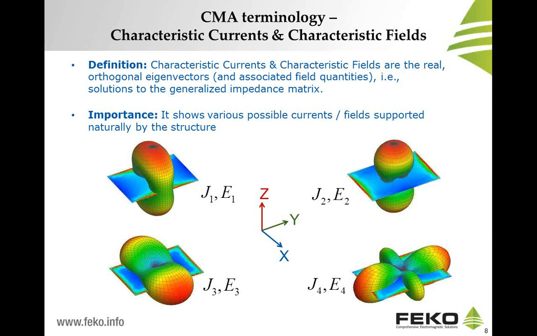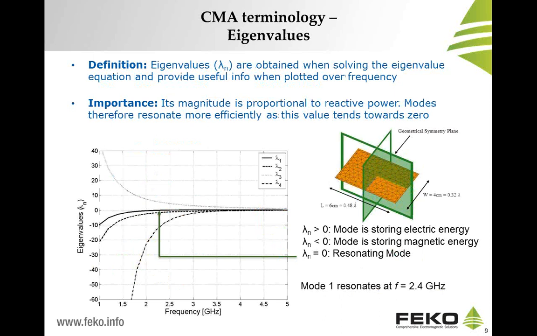For the structure shown on this slide, I show the first four eigencurrents and characteristic far fields of a simple square PEC plate. But by looking at the eigenvalues, we can gain some more insight. The eigenvalues, or lambda subscript n, are obtained when we solve the eigenvalue equation and provide us useful information, especially when we plot this quantity as a function of frequency.